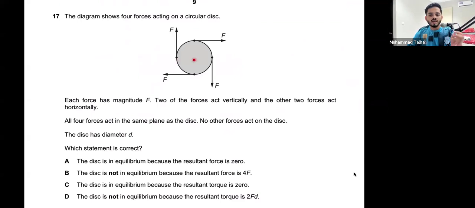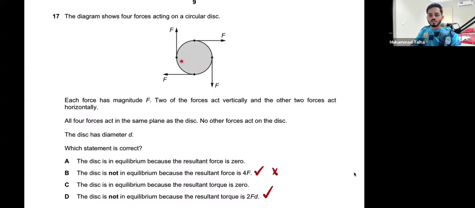So on a very quick glance, you can see that this and this form a couple, and this produces a clockwise movement. This and this form a couple, which also produces a clockwise movement. So it's definitely not in equilibrium, right? On any object on which a couple acts, it's not in equilibrium. So the disk is not in equilibrium, and then the reasons are different. The first one says the resultant force is F. This is wrong. There is no resultant force on couples.